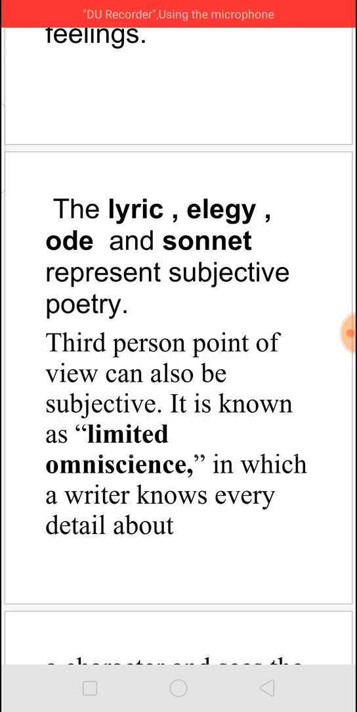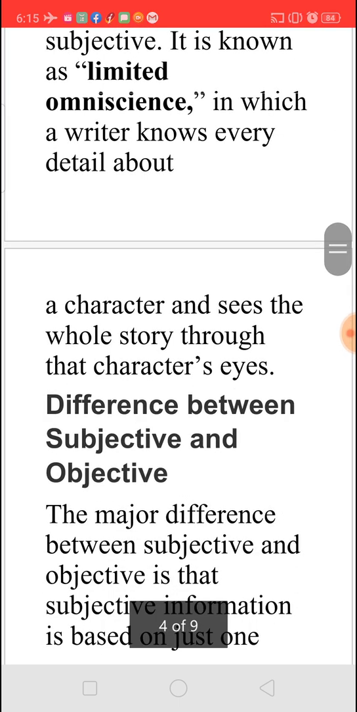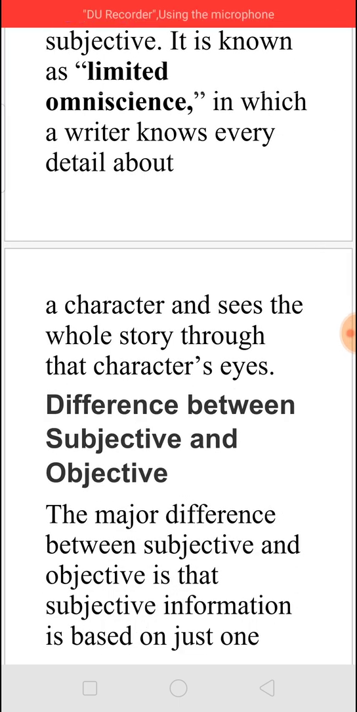Sometimes a third person's point of view also can become subjective. We call that limited omniscience. But in this case, the writer should know all the details about the character and he must see the whole story through that character's eyes. Generally this limited omniscience will be present in stories, that is in fiction, like short stories and novels.